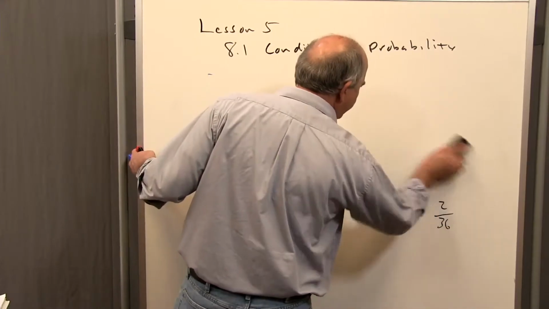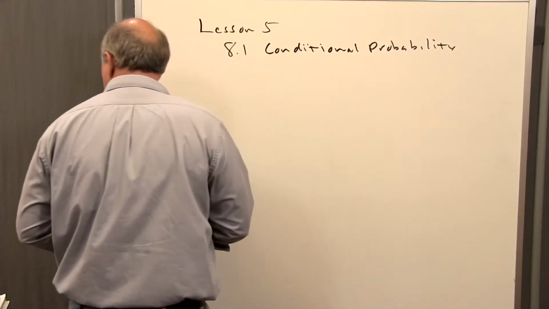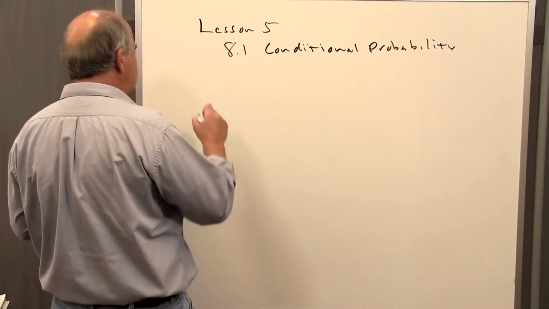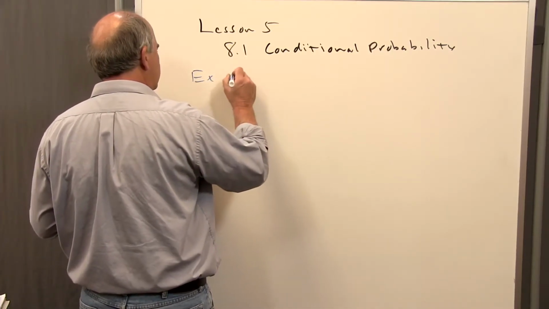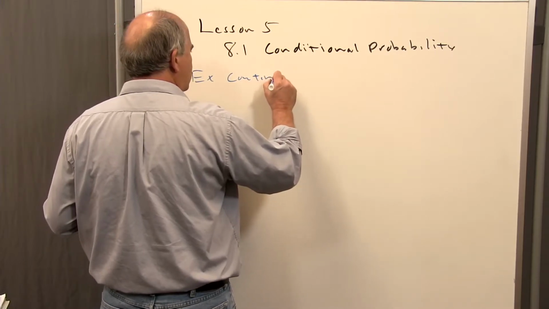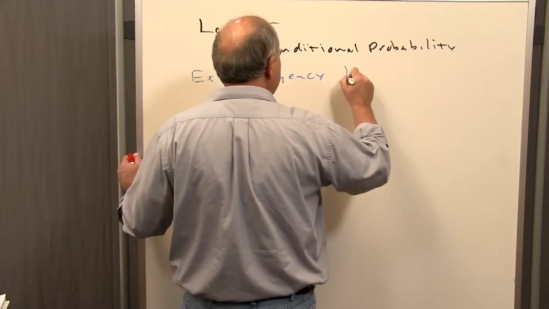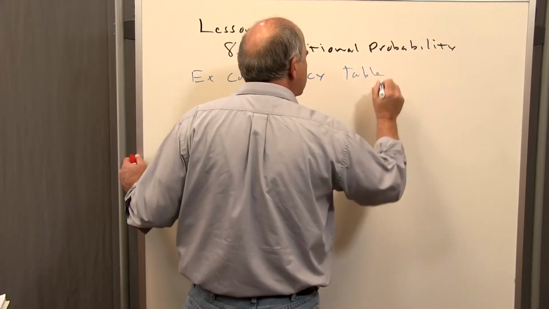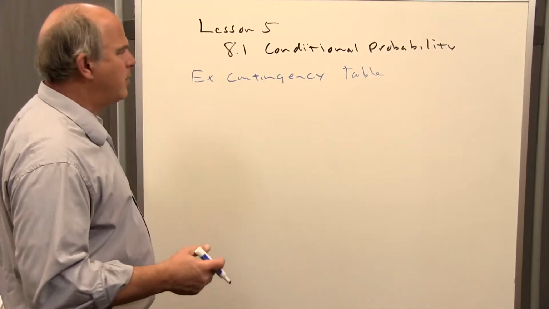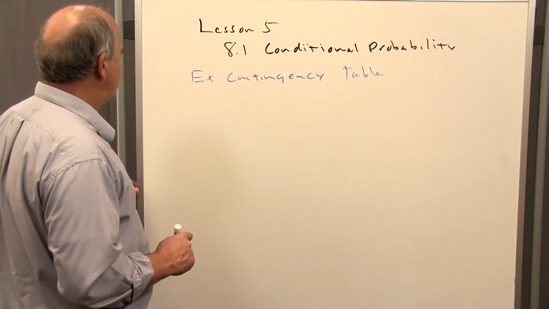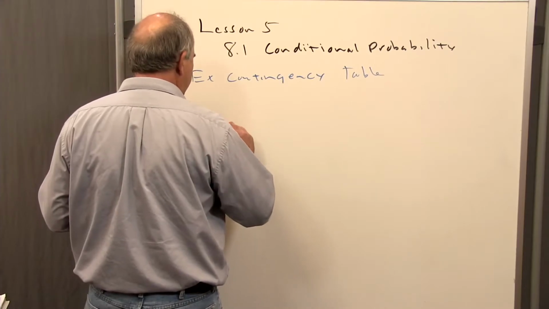Another situation where you can just count is when you have a contingency table. Contingency tables I really like for conditional probabilities because it's easy to look at them and count, and I think it shows some pretty good understanding. You have to understand what you're doing.